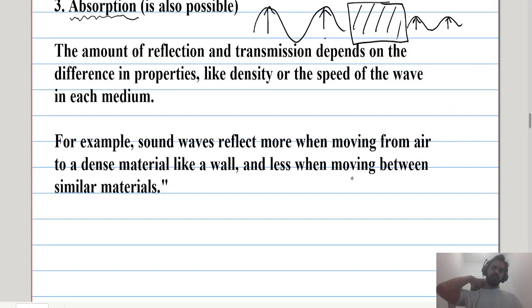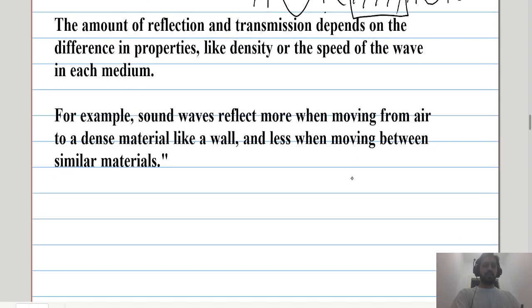As an example, sound waves reflect more when moving from air into a dense material like a wall, and they reflect less when moving between similar materials. So this is also very important. You have to remember that for reflection, if the second medium is more dense, then you will have a higher reflection. And if the second medium is less dense, then you will have more chances of transmission than reflection.